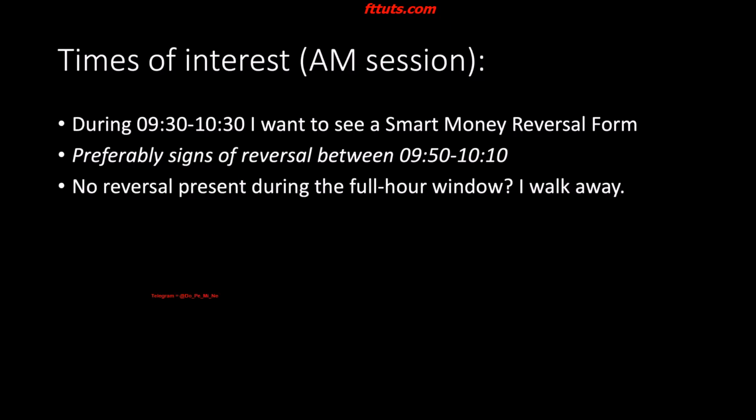If no reversal is present during the full hour window, so between 9:30 to 10:30, I will walk away from the charts and I will go on with my personal life. Because I know when the sweetest setups form and when they don't. And if a reversal is not occurring between this time window, then that means to me that, okay, we're likely to see either continuation of chop or we're going to see a late AM session reversal that I am not interested in. I would rather come back during the PM session, during the afternoon session, and see if there's something to trade then.